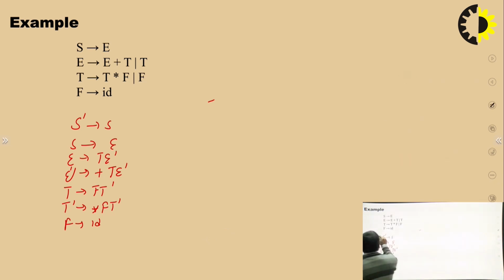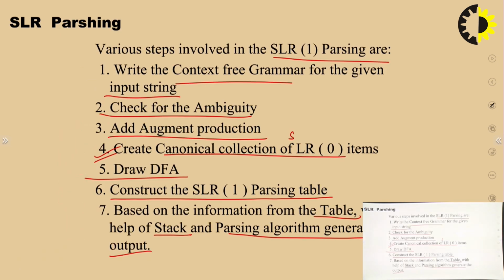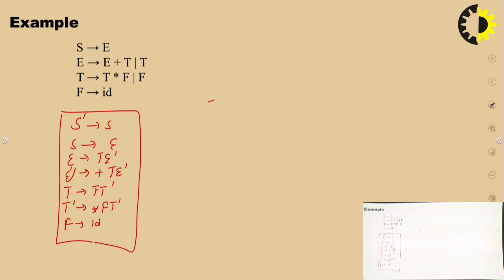For this production, we create the canonical collection of SLR items. So for this grammar, we create the canonical items of the SLR production. For the SLR items, we simply put a dot at the starting of the right side of every production rule, and create the DFA of this context free grammar. When we are creating the DFA, the dot shifts to the right side.